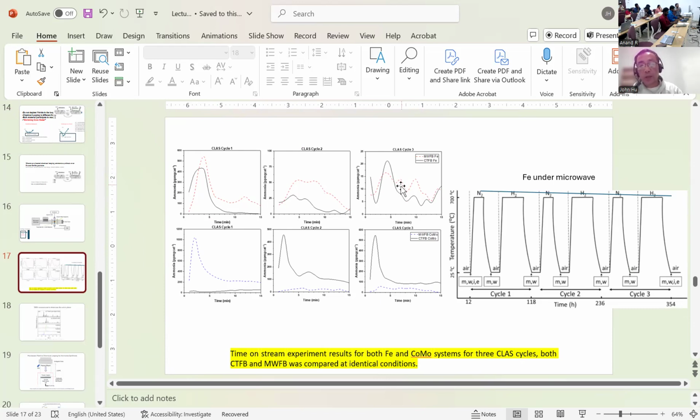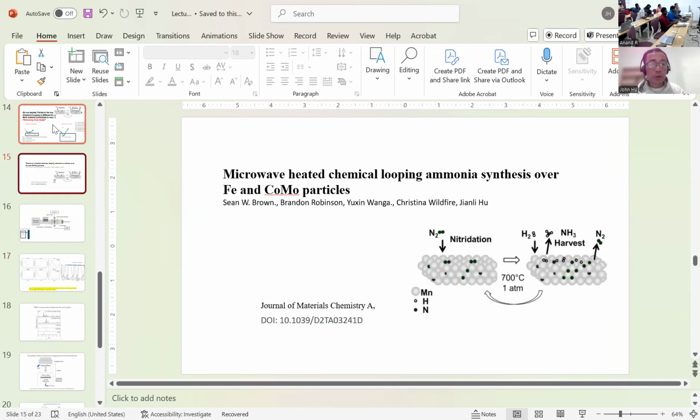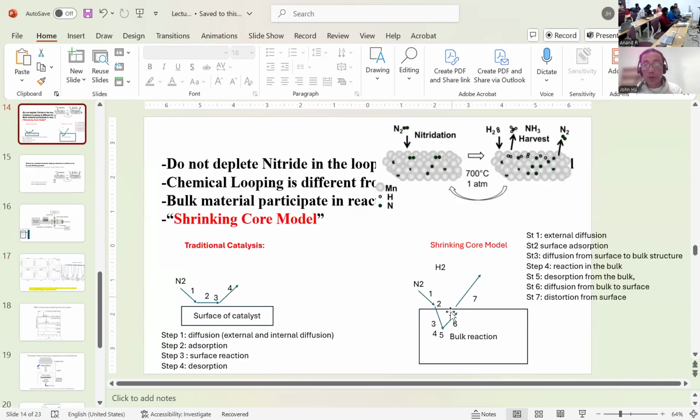I'm glad you asked a very good question. So this is chemical looping, and you can model this. Actually, my student modeled this. You can develop a model and then interpret which step really dictates that process. You can feed all this data into the shrinking core model. Okay, good question. Thank you.